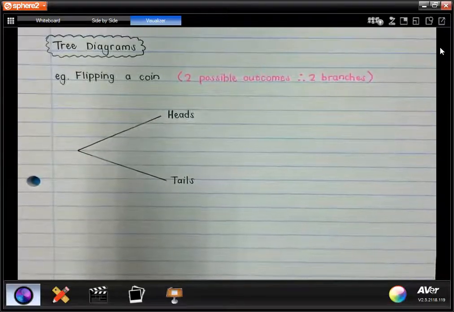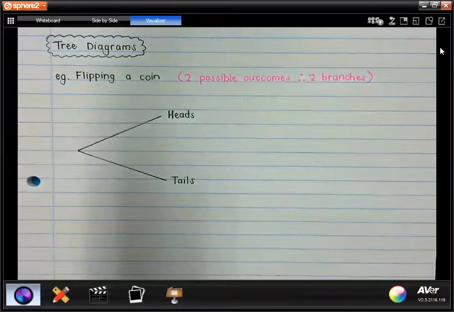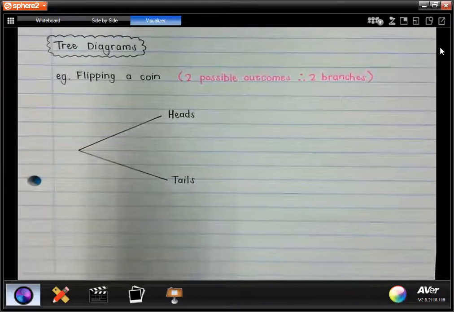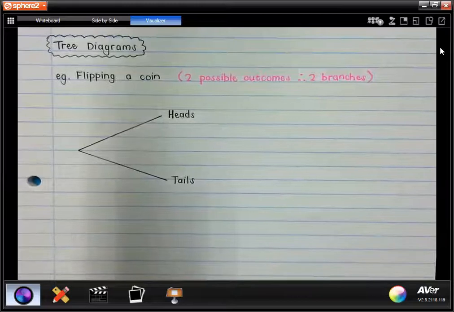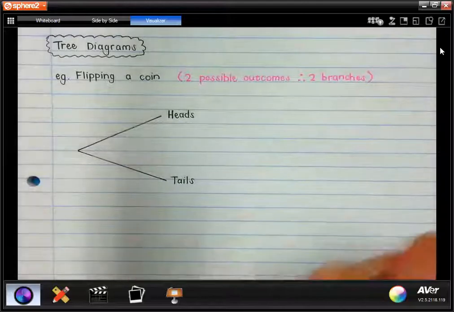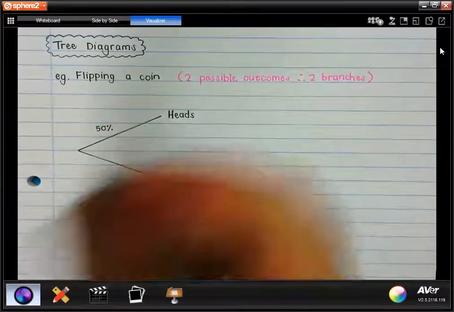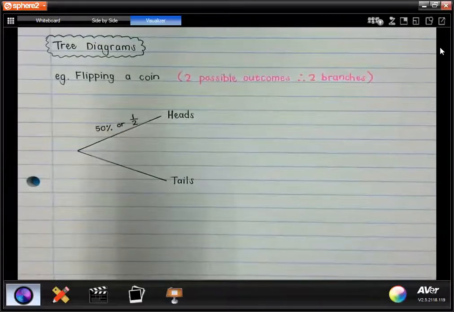Okay, so you do have to have your two branches, and then you need to label those branches as well. We label them at the ends, please, guys, not along the line. What we're going to put along the line, though, is the probability of each of those outcomes. Now, when you're flipping a coin, what is the probability of it landing on heads? 50%. Okay. Now, it's fine for you to write 50% on your branch, but the fraction for that would be a half. So a half, 50%, 0.5, that would also be fine.